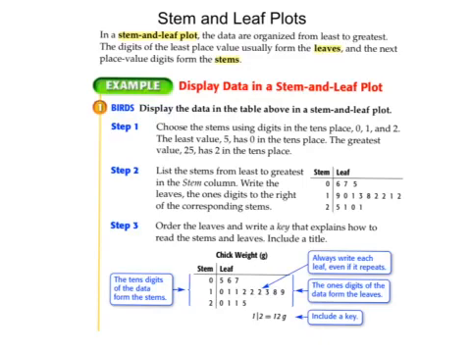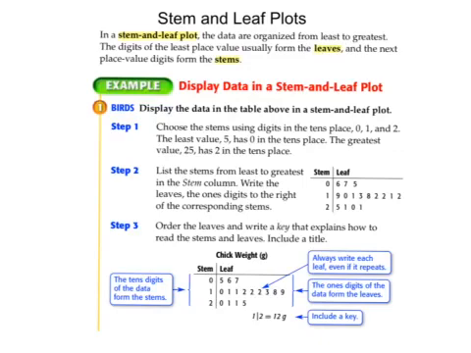I'm sure that would probably spark finding perhaps the median, the mode, the range, maybe even the mean if we need to. The digits of the least place value usually form the leaves. The next place value digits form the stems. So I'm going to show you what that looks like here in this example.